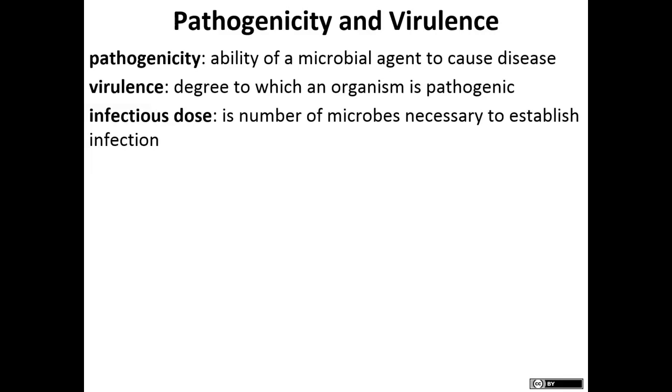So the term pathogen means an infective agent. Pathogenicity then is the ability of a microbial agent to cause a disease. And the virulence is the degree to which an organism is pathogenic. So higher virulence means they are more pathogenic. In general, the virulence is going to determine how much of any given microbe you need to establish an infection. So the infectious dose is the number of microbes necessary to cause disease.